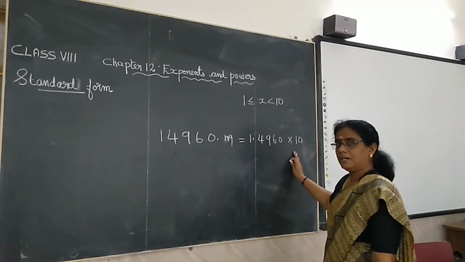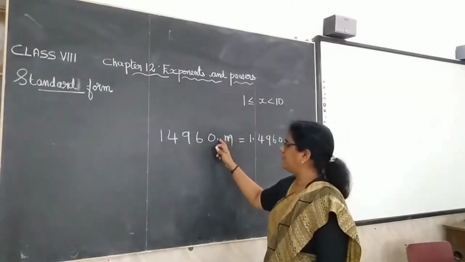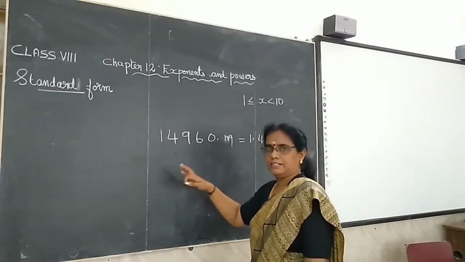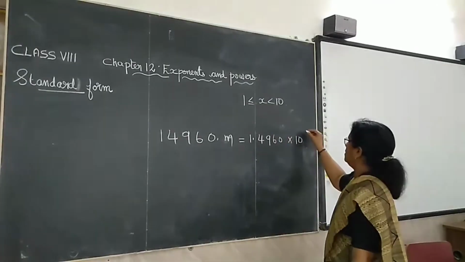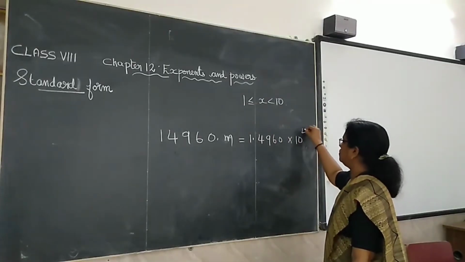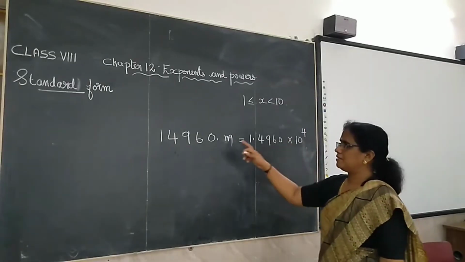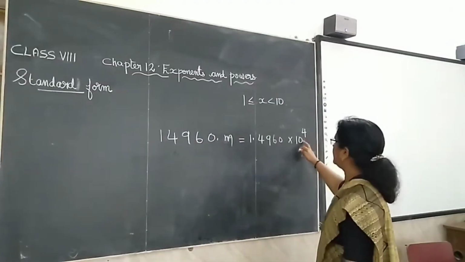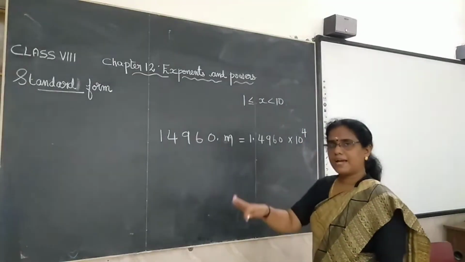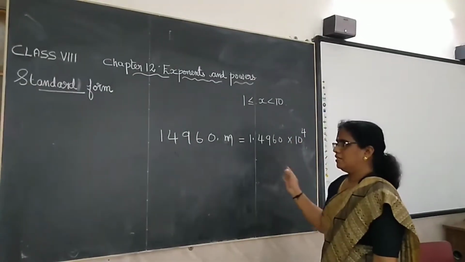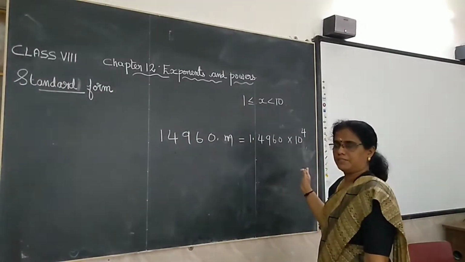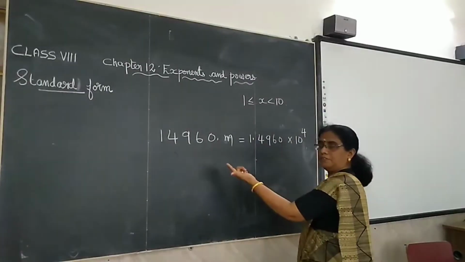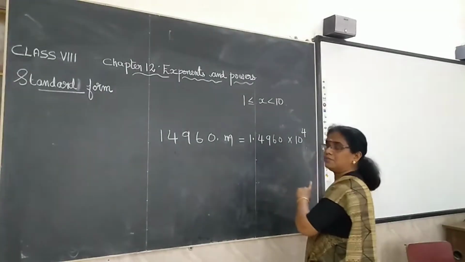Then it is multiplied by the second part, which is a power of 10. 10 will always be there. The power comes like this: it is shifting 1, 2, 3, 4 places to the left side, so the power will be positive, that is 10 raised to 4, because it moved 4 places. If it is moving back, the power will be positive. Now it is moving left side, so the power is positive, and if it is moving right side, the power becomes negative.